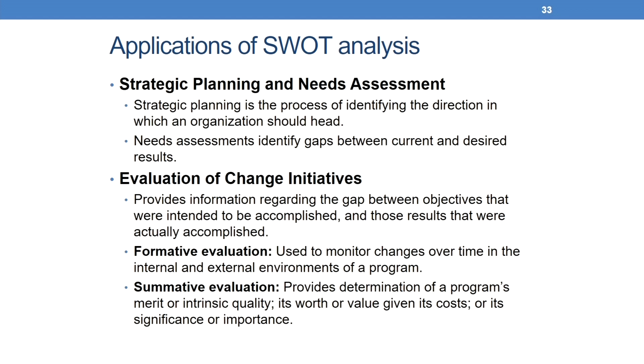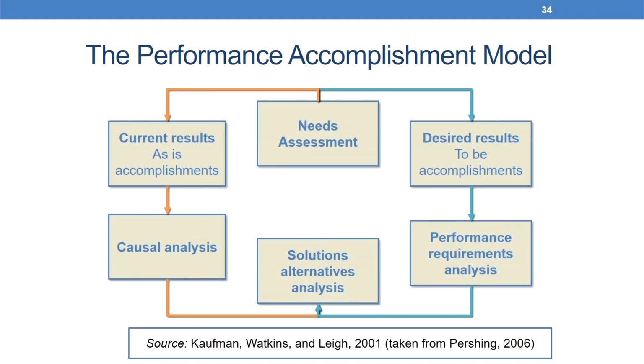which is the process of identifying the direction in which an organization should head. Needs assessments identify gaps between current and desired results, and evaluation of change initiatives provides information regarding the gap between objectives that were intended to be accomplished and those results that were actually accomplished. Then there is the performance accomplishment model. So, you have needs assessments and solutions alternative analysis. You look at the current results, the desired results, the causal analysis and performance requirement analysis.